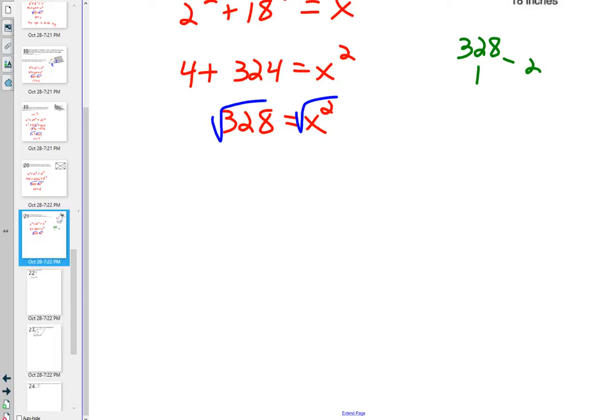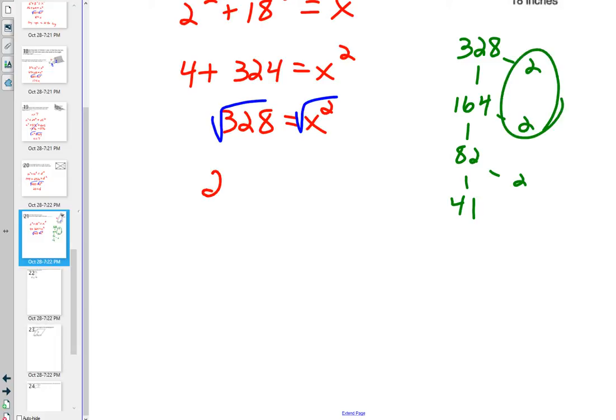328 divided by 2 is 164. Divide by 2 again is 82. Divide by 2 again is 41, and 41 is prime. So I could bring out a 2. If I wanted to simplify, this would just be a 2, and then the 2 and the 41 stay inside. So that would be 2 square root of 82.